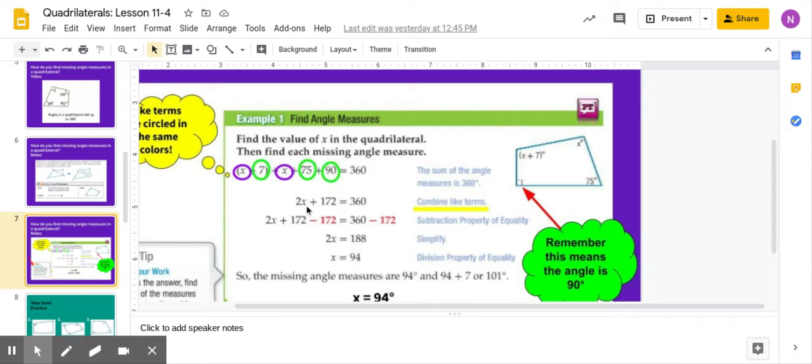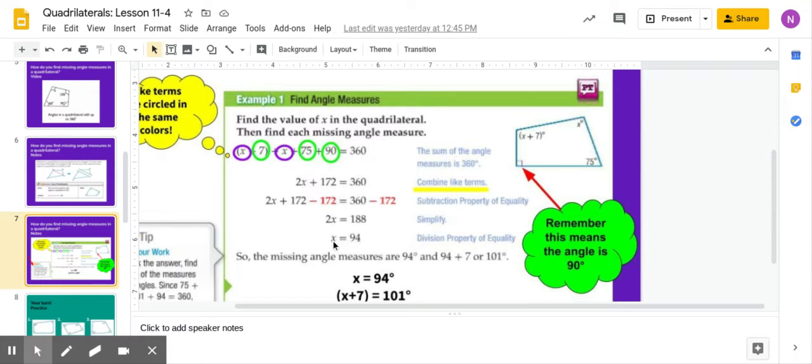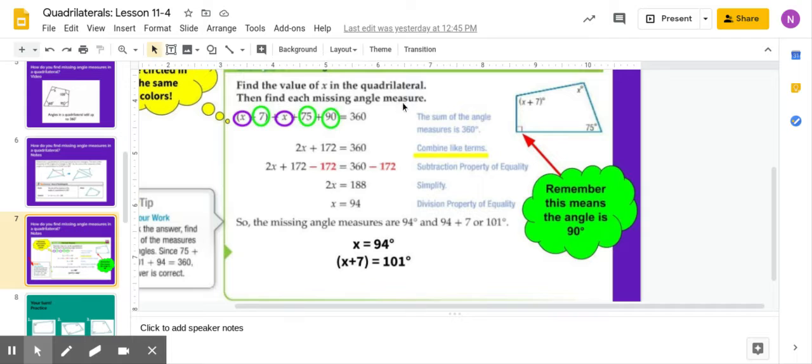So the two x's can be combined to make 2x. The 7, 75, and 90 again make 172. Now you go with inverse operations and you solve for x. Well, we needed to find the missing angle measures. Notice we don't know what this x angle measure is, and we don't know what x plus 7 is. So we have to solve for both of those. So I found that x is equal to 94. So that means this corner, this x, is 94 degrees. And this other corner is x plus 7. Well, if x is 94, 94 plus 7 gives me 101 degrees. So the missing angle measures are 94 and 101.